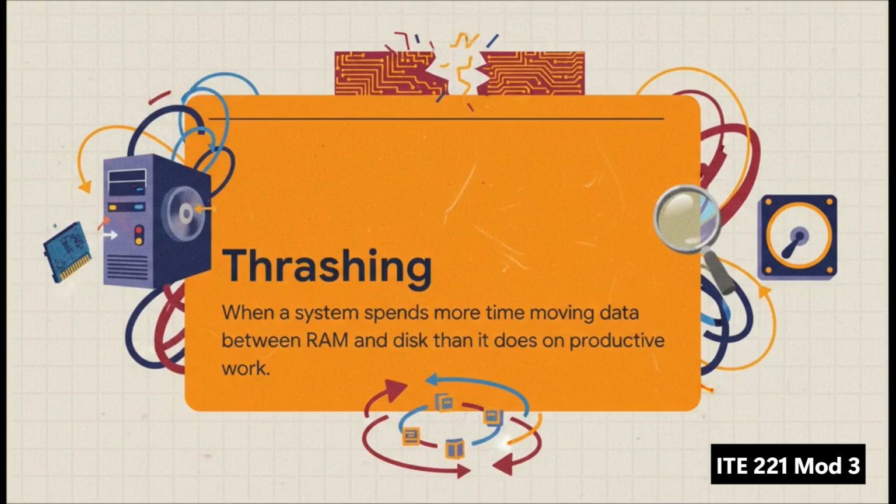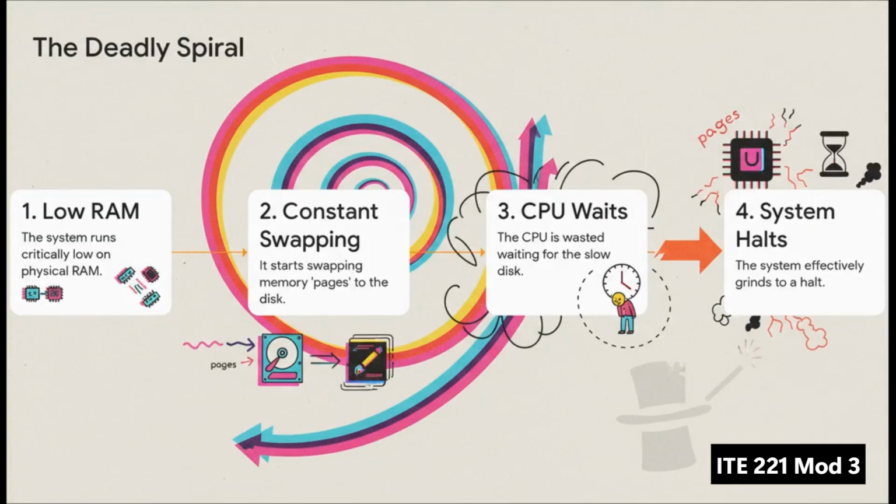You ever have that moment where your computer just grinds to a halt? You know, the lights are blinking, maybe you can hear the hard drive just churning away, but absolutely nothing is happening on your screen? If that sounds familiar, you've probably experienced something called thrashing. It's what happens when the system gets caught in this awful loop, spending all of its time just managing the illusion instead of doing any actual productive work.